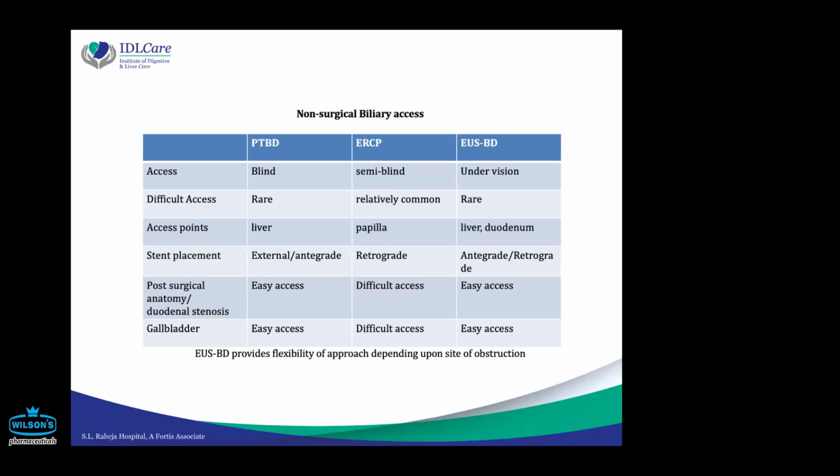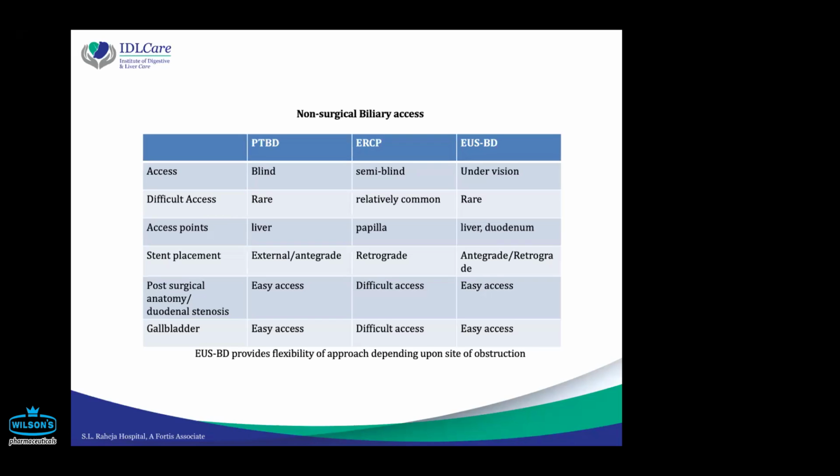Difficult access with PTBD, I haven't heard. It's very, very rare. With EOSBD, very, very rare. You will access the bile duct, there will be no problem. With ERCP, difficult access can happen in up to 15% of people. PTBD, as you know, is accessed from the skin via the liver. With ERCP, the access point is the papilla.